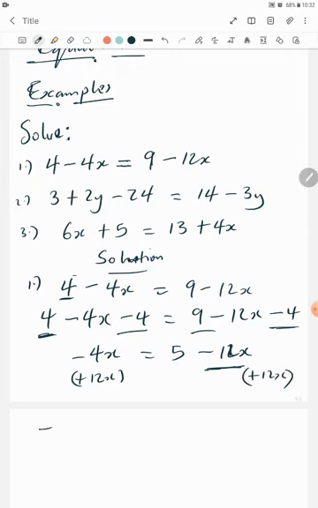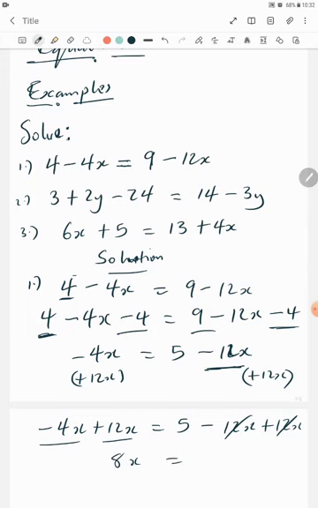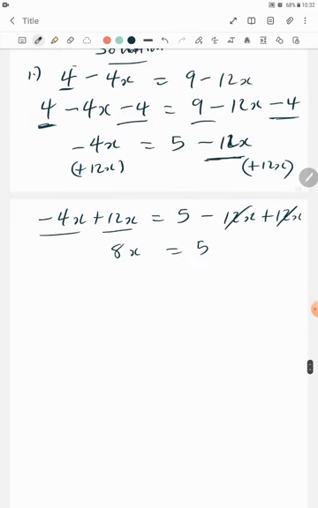So that will be minus 4x plus 12x. On the other side, I will also write 5 minus 12x, then plus 12x, because it's only plus 12x that can remove minus 12x. So this will cancel out, and then minus 4x plus 12x will give me 8x, and what I will have left on that other side will be 5.